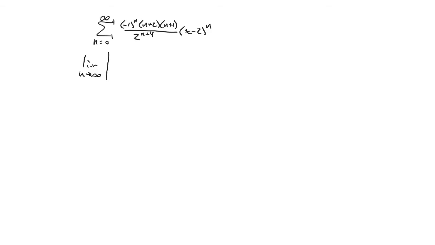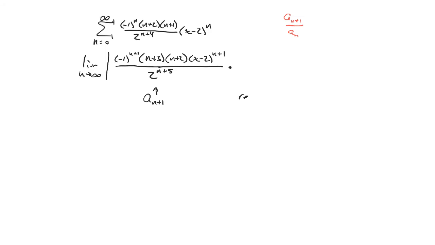We're going to take this expression, remember, and we're going to substitute n plus 1 for each value of n. Remember, we do a sub n plus 1 divided by a sub n. So a sub n plus 1 will be negative 1 to the n plus 1, and then n plus 1 plus 2 will be n plus 3. The n plus 1 will be n plus 2, and then we'll have x minus 2 to the n plus 1. In the denominator, the exponent goes up by 1. Instead of having 2 to the n plus 4, we have 2 to the n plus 1 plus 4, or 2 to the n plus 5. Now that was simply a sub n plus 1.